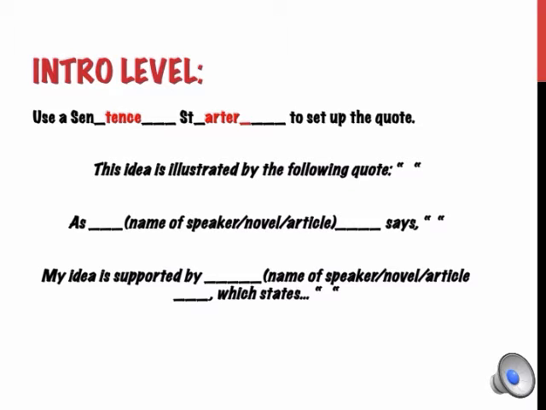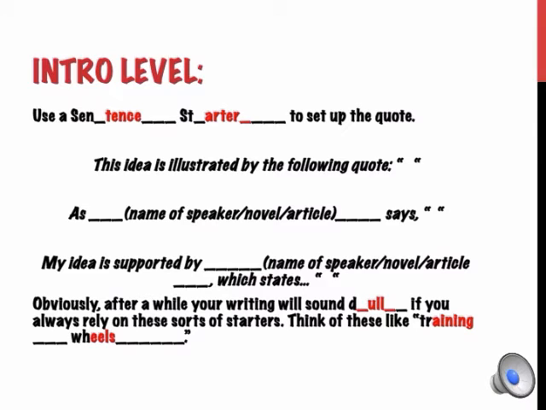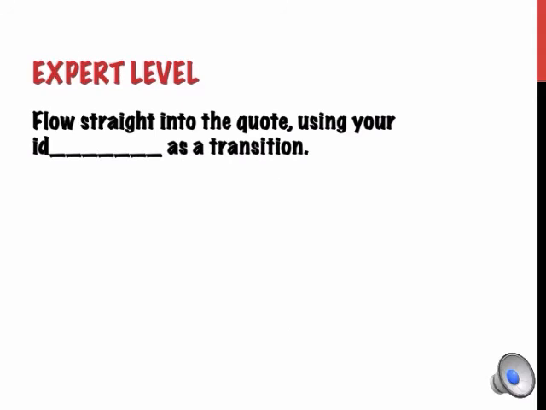Something like, this idea is illustrated by the following quote, as blank says, and you give your quote, or my idea is supported by blank, and you name your speaker, and then you go ahead and give the quote. Obviously, after a while, your writing will sound dull if you always rely on these sorts of starters, so think of these like training wheels. Once you feel ready to let go of the training wheels, you're ready for the expert level, and that's where you flow straight into the quote using your ideas as a transition. So that's the first step, that's introducing your quote.